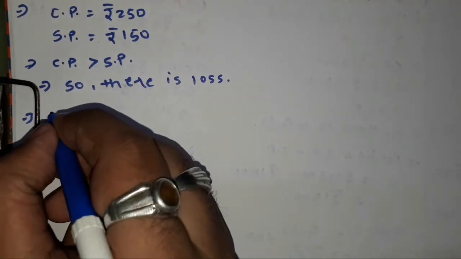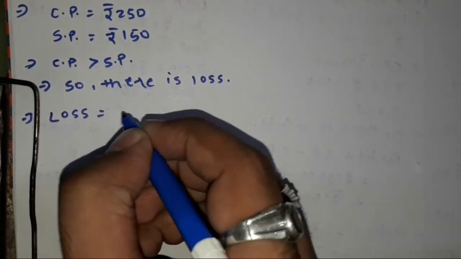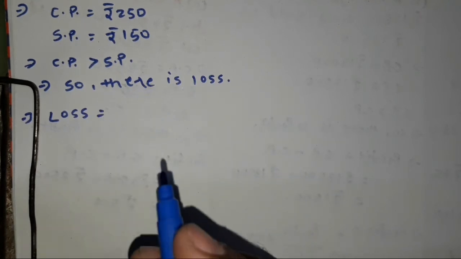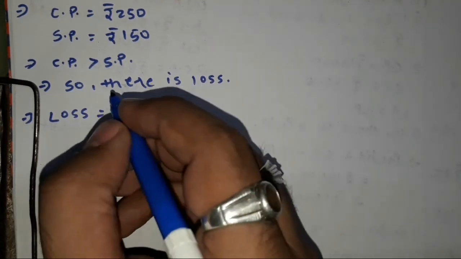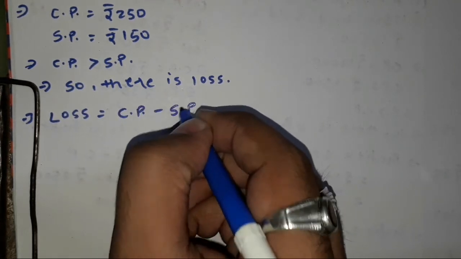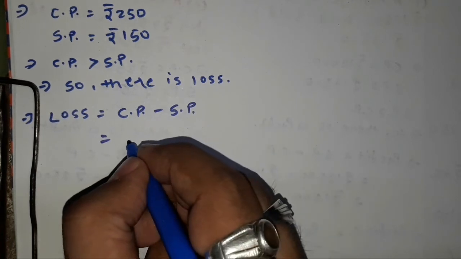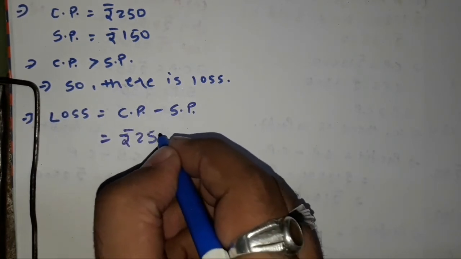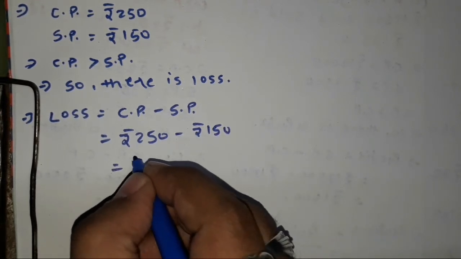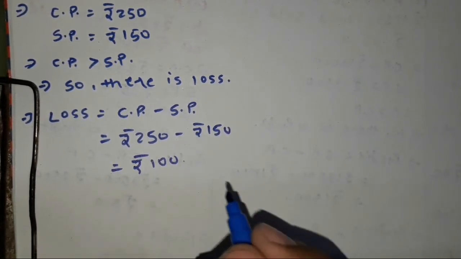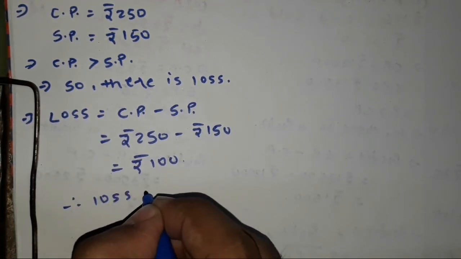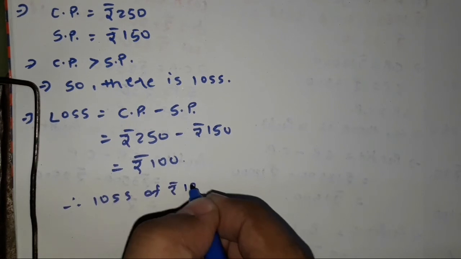So for that, loss is equal to, now here we can't do SP minus CP because selling price is less compared to cost price. So here the equation will be cost price minus selling price. So cost price is here how much? Rupees 250 minus sold at 150. So 250 minus 150, I will get 100. So there is a loss of rupees 100.